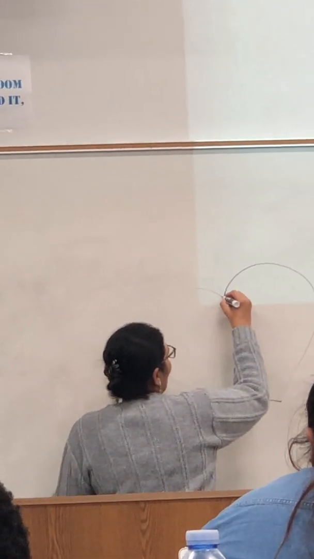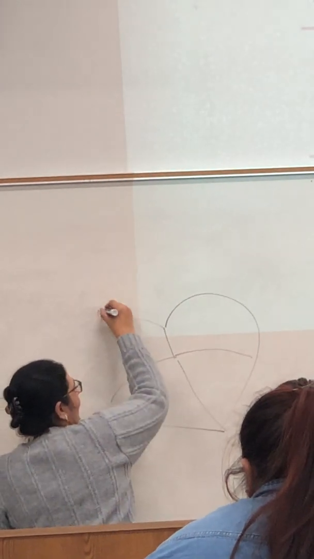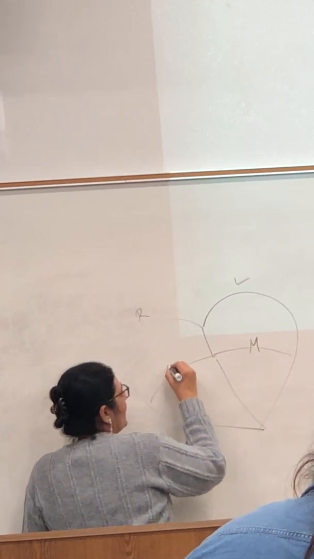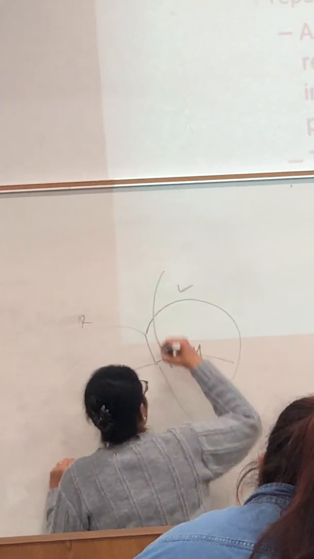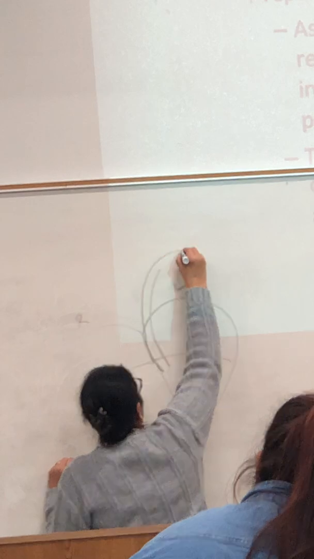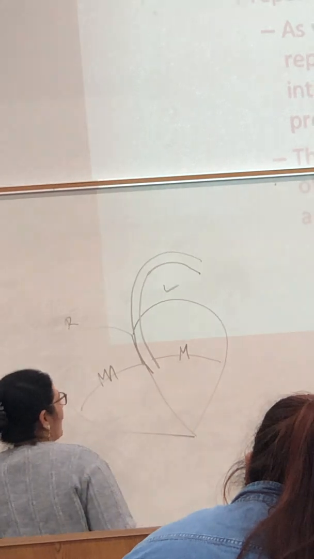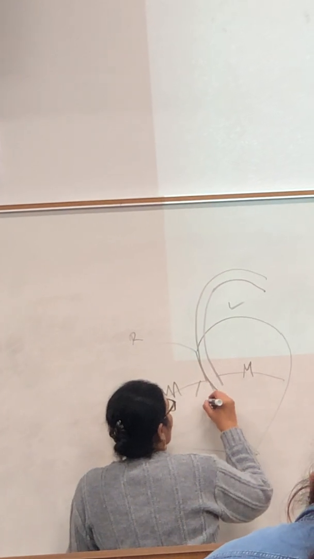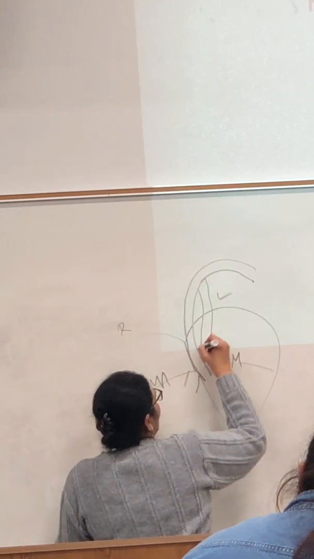So this is the heart. This is the right side and this is the left side. So here you have the bicuspid valve and here you have the tricuspid valve. From here you have the aorta going. So this is the aorta, which is going from your left ventricle. From your right ventricle, you have the pulmonary trunk. So this is the pulmonary trunk.